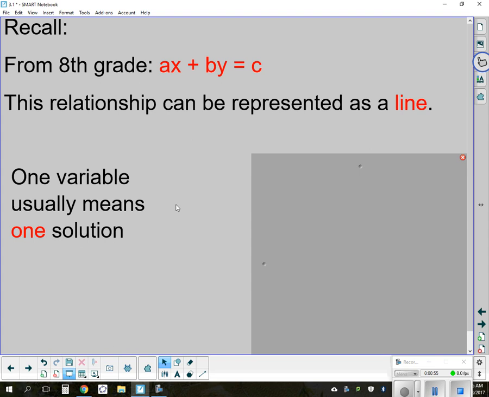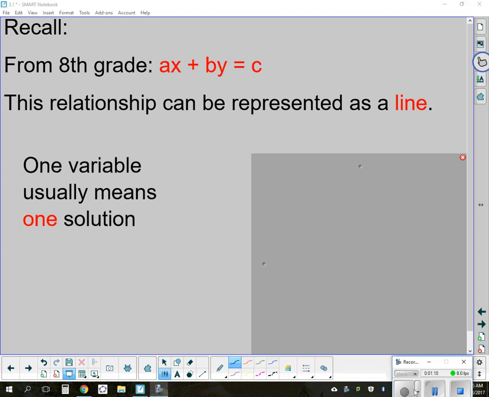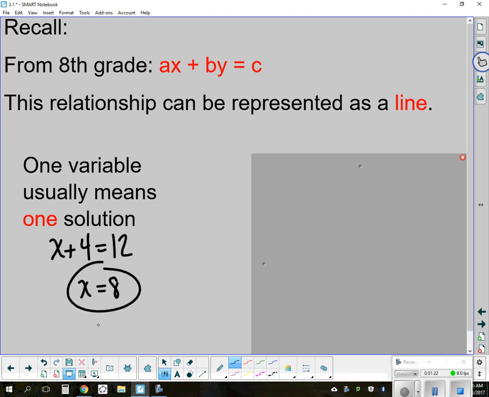Equations with one variable, like we worked with in the last unit, usually meant one solution. Sometimes they were all real numbers, sometimes they were no solutions, but generally when you solved an equation with one variable, you ended up with one solution. For example, maybe you had x plus 4 equals 12, and we know we would subtract 4 on both sides, get x equals 8. So one solution, one variable.